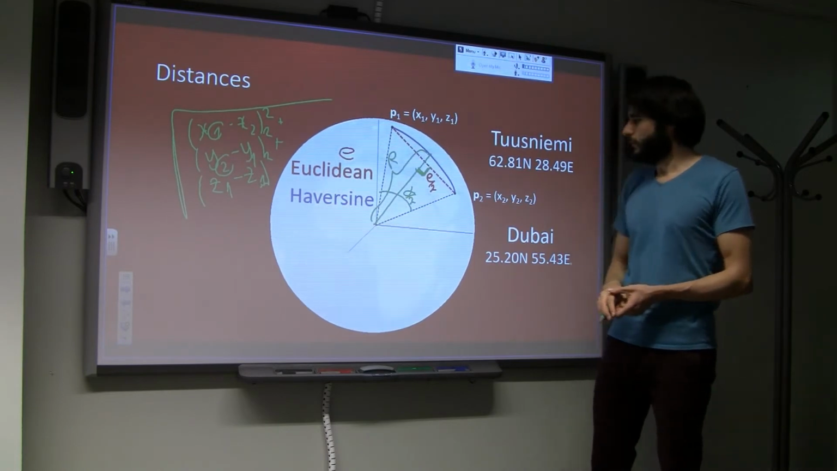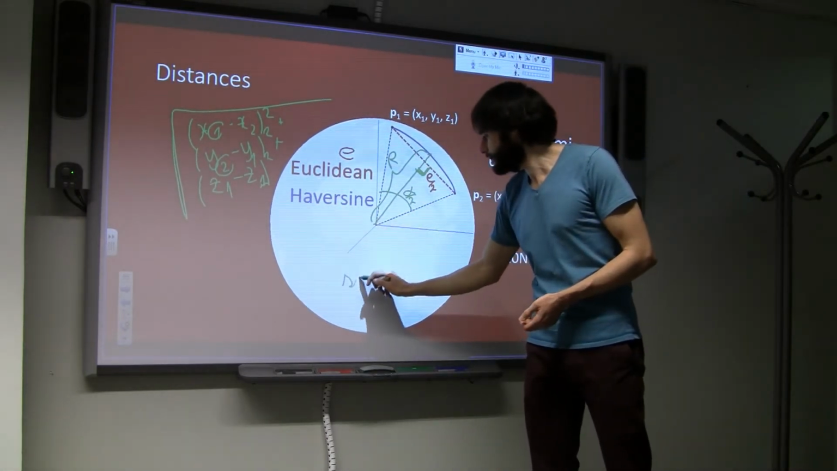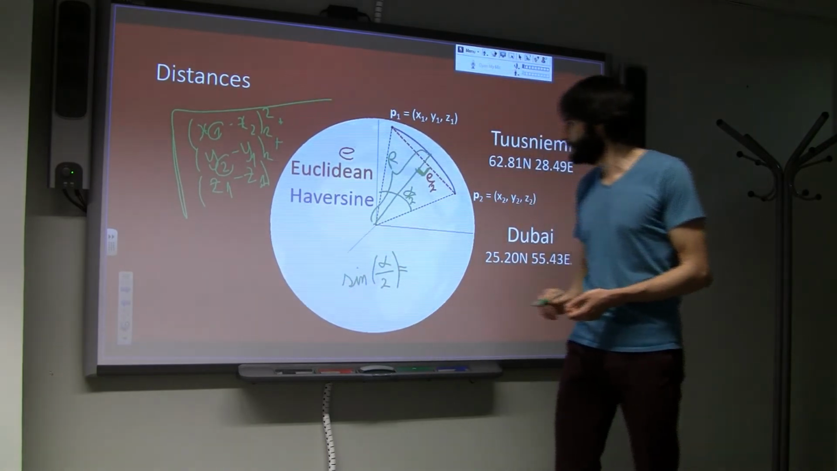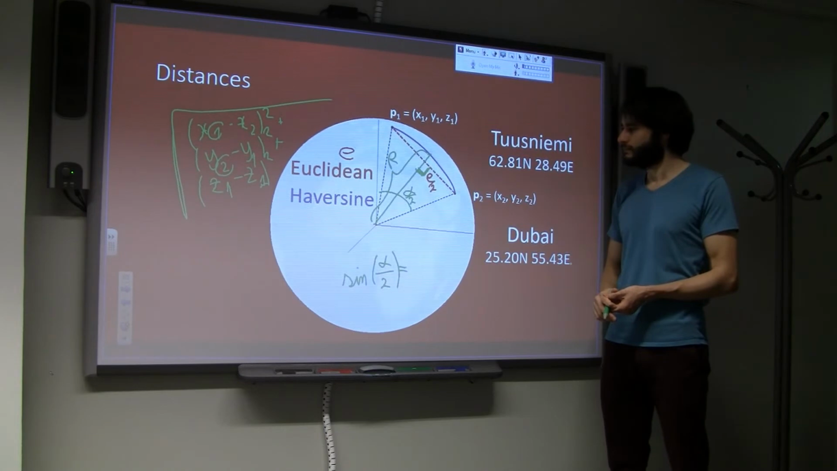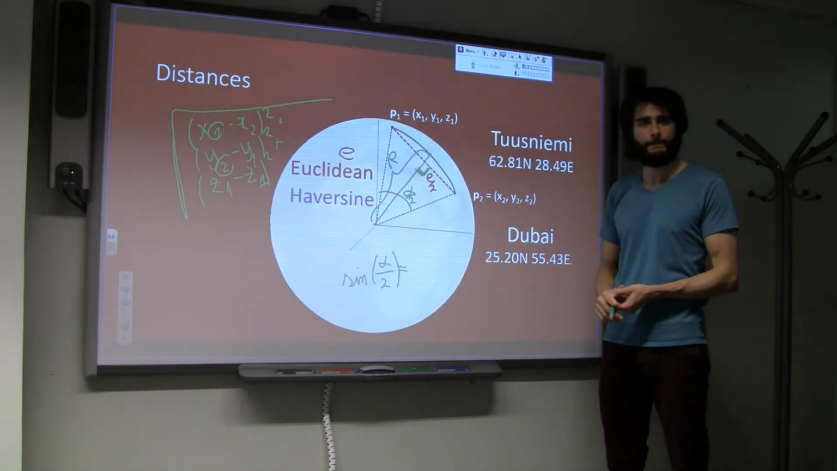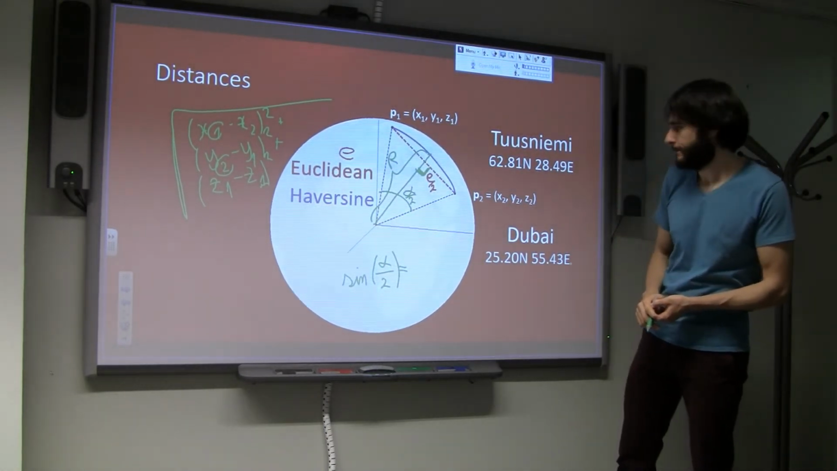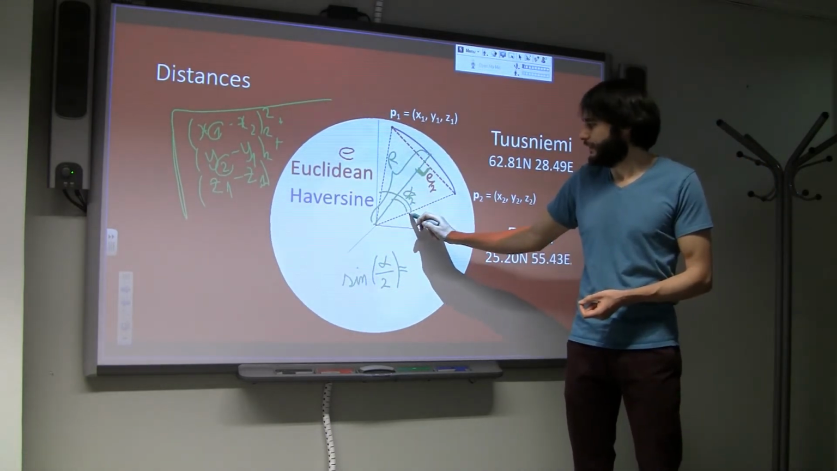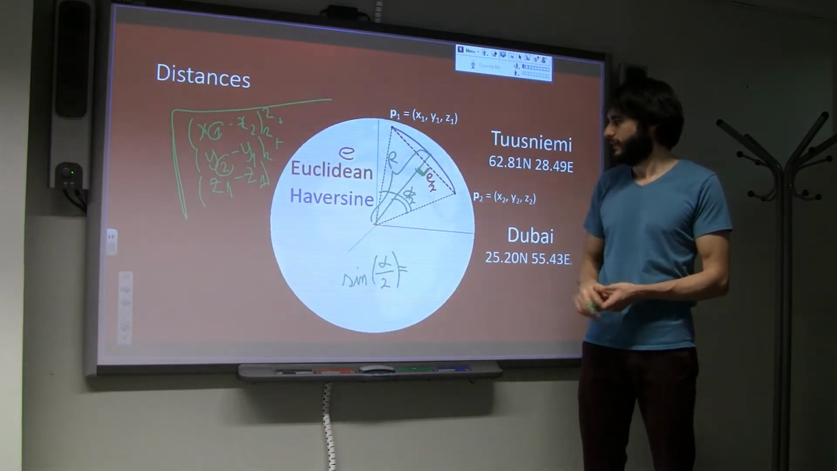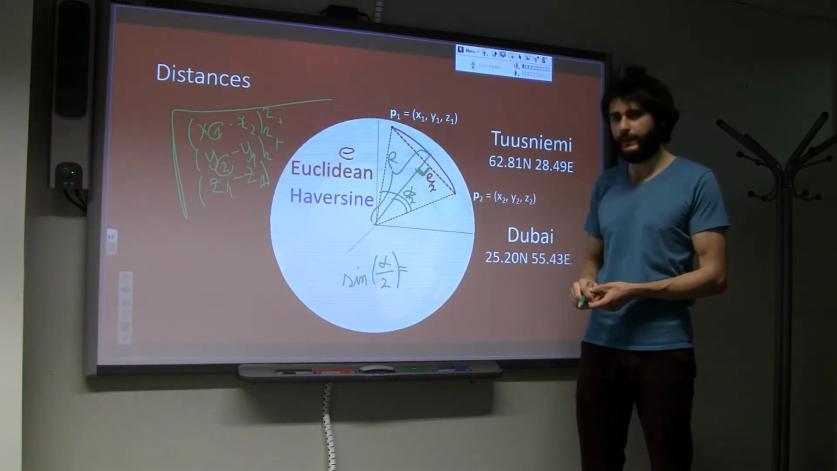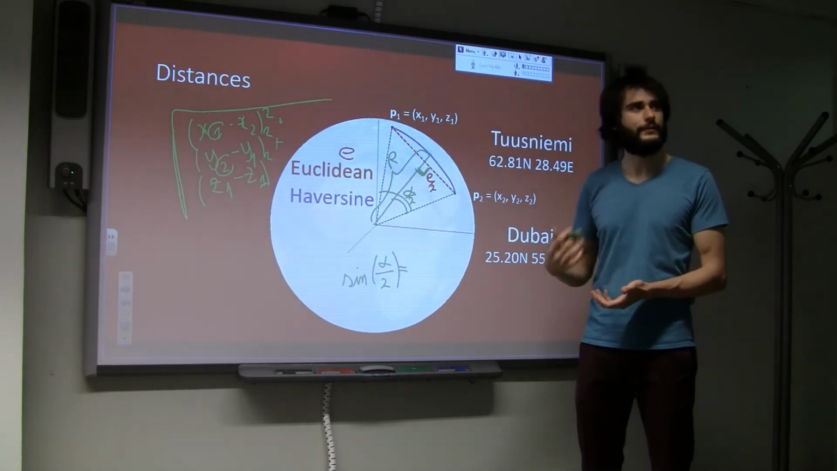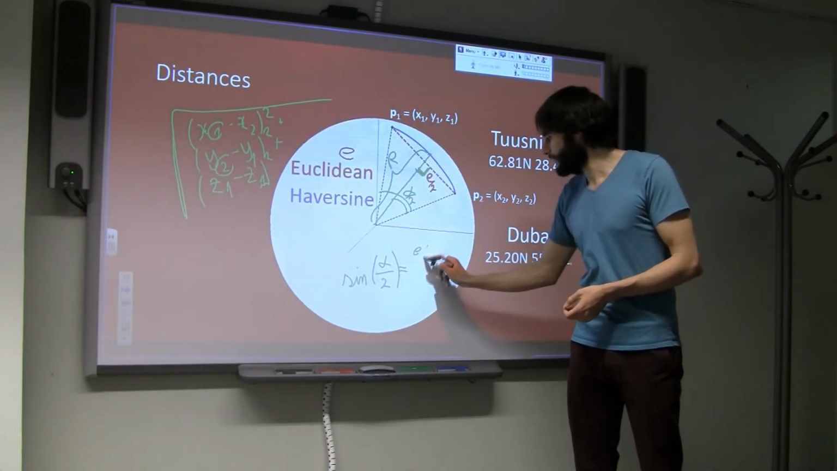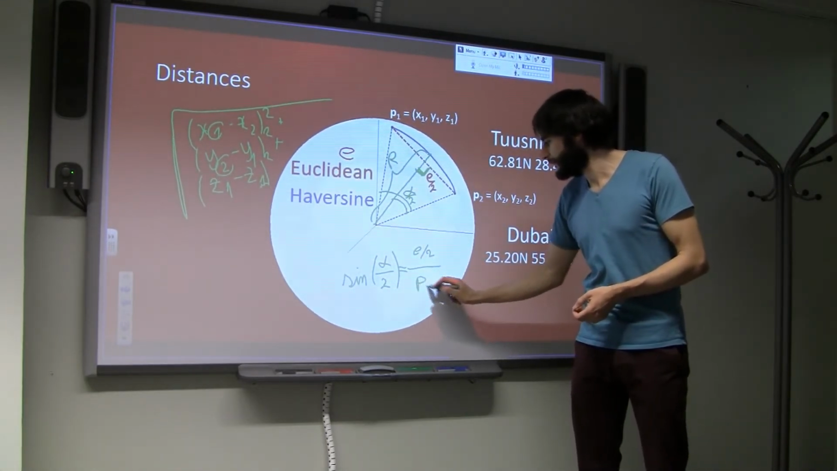So my question is, what is sine of alpha divided by 2? Sine of this angle here. Yeah, E over 2, divided by R. So E divided by 2 divided by R.